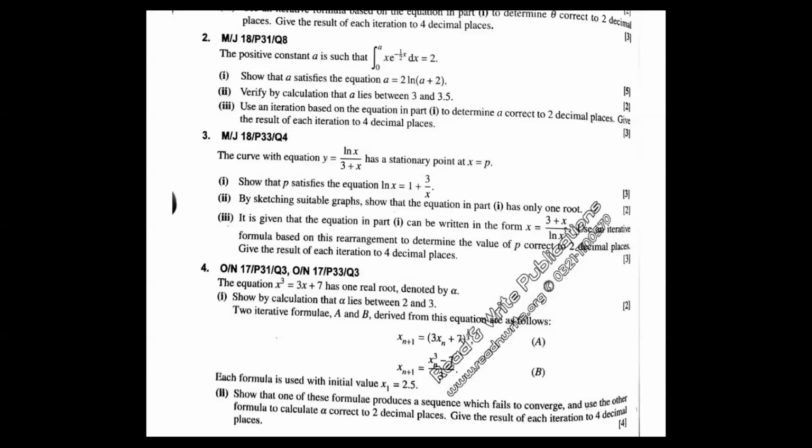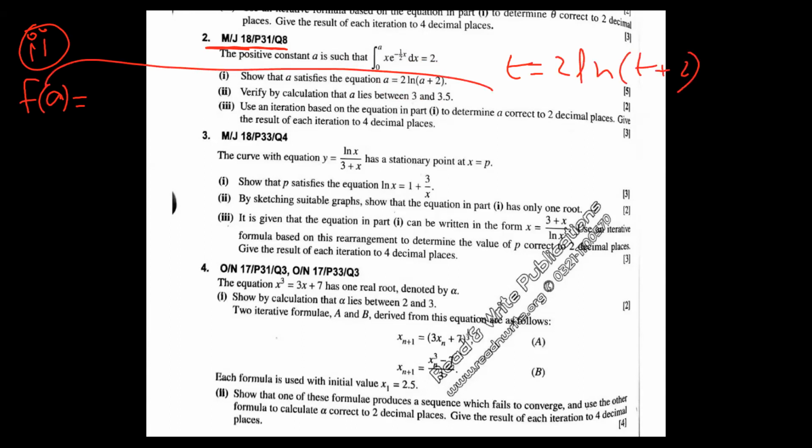So let's go for part number 2 of the question, June 18. Part number 2, we have what? He's saying verify by calculation that a lies between 3 and 3.5. Whenever he gives this kind of thing, you copy this equation here with f of a. Let's say we have t involved, like t is equal to 2 times logarithm t plus 2. Then I will write f of t in the bracket. So whatever variable is involved here, I will use the same function in the bracket.